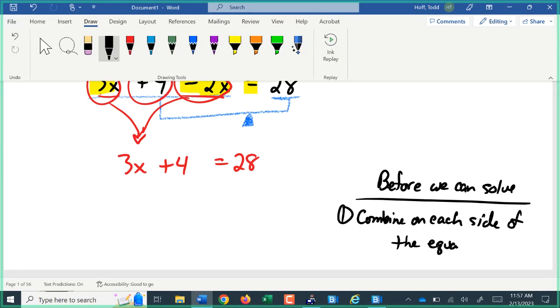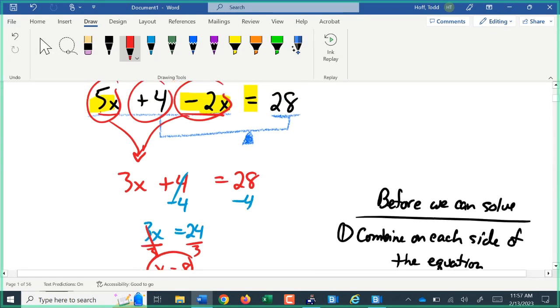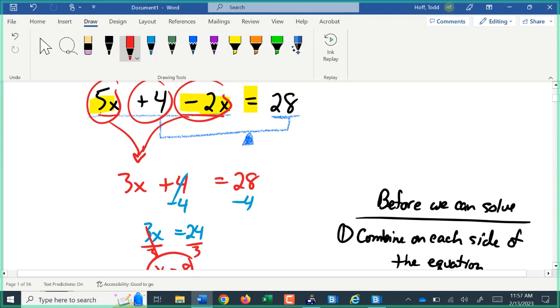Here we had the 5x and the negative 2x that we had to combine. And now in this case, there's nothing left to do except to solve, so we'll subtract the 4. 3x equals 24, and divide by the 3. So x equals 8. Now again, if we wanted to, we could go back to that original problem, and we can put 8 in wherever we saw x, and make sure we get the same value on each side.